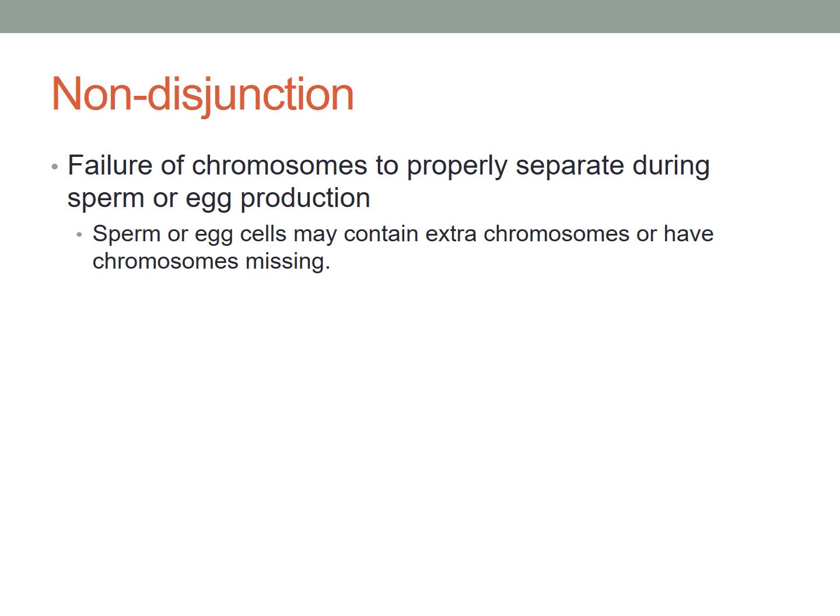Most chromosomal abnormalities of the autosomes, pairs 1 through 22, involving the absence of a chromosome, do not result in a viable fetus.